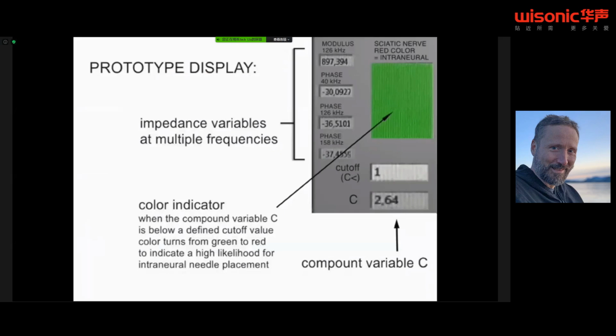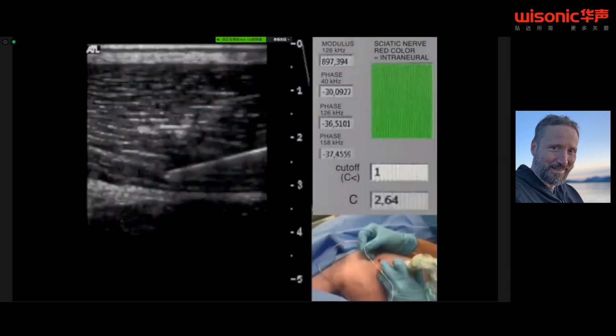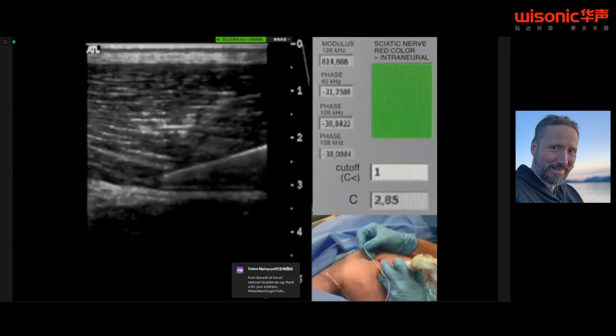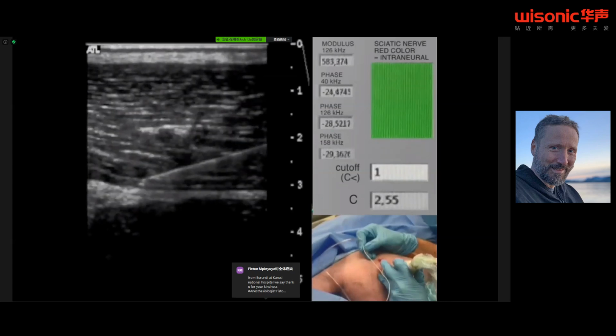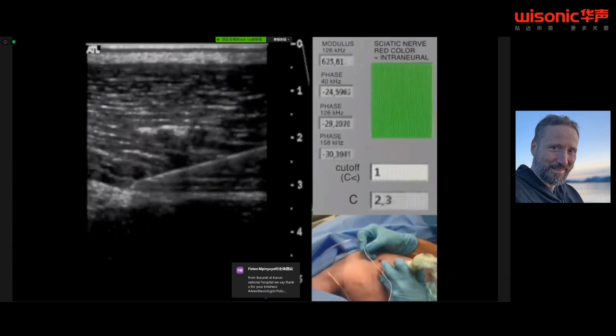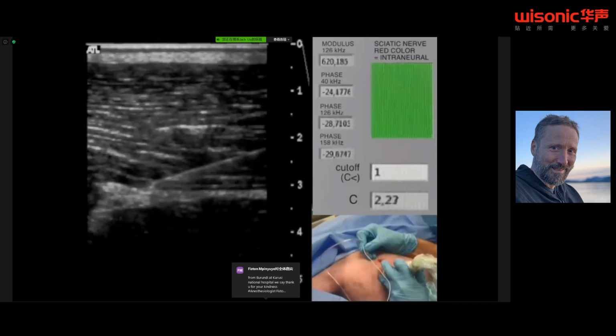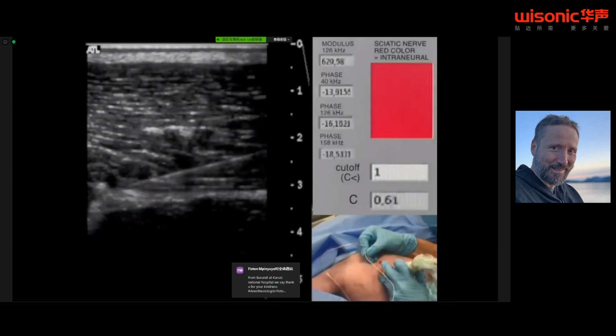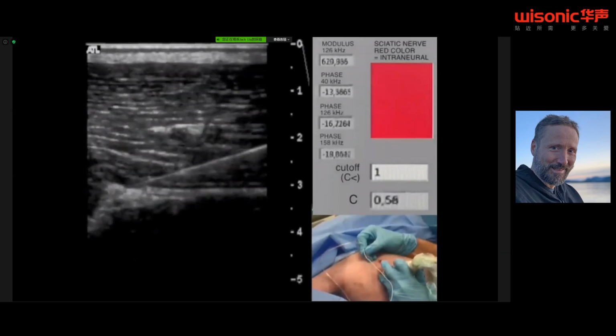We used the data and the algorithm that we developed in the animal study to simulate a device interface that could be used to avoid intraneural needle positions. You can see measurements related to different measurement frequencies, modulus and phase angle, and the delta of a phase angle. And below, the C value, this is actually the result of our algorithm.